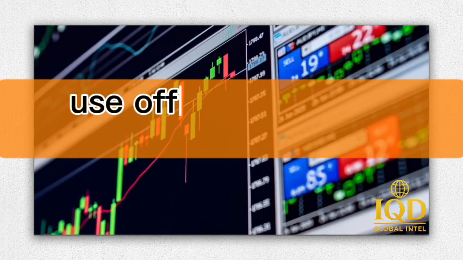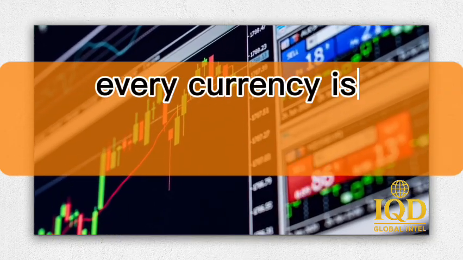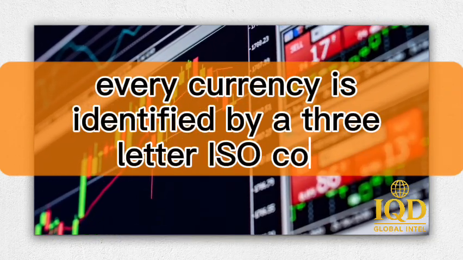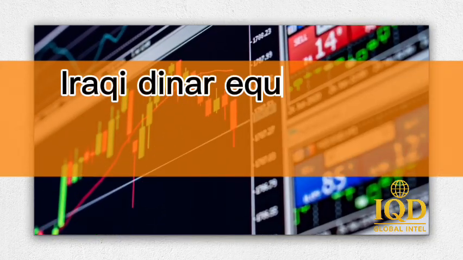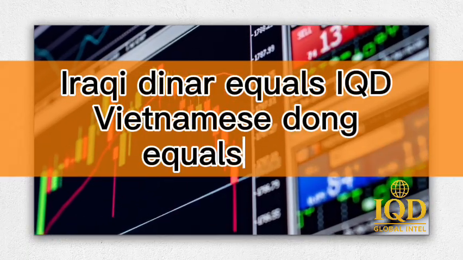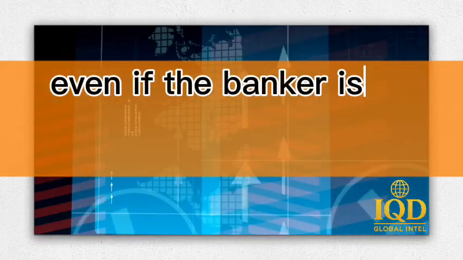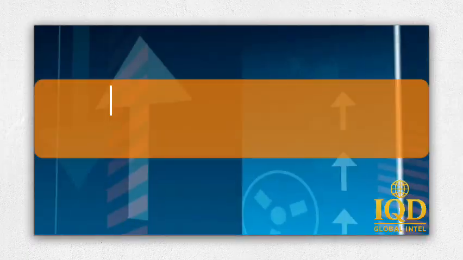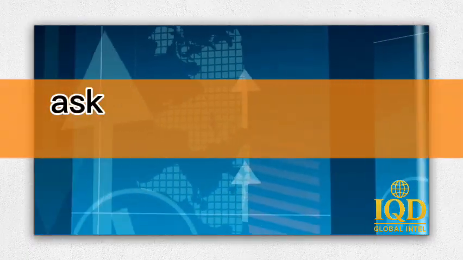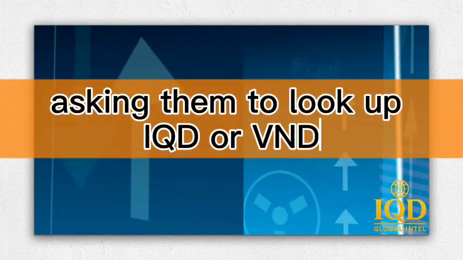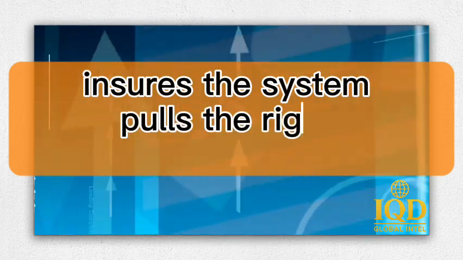3.2. Use official currency codes. Every currency is identified by a 3-letter ISO code. Iraqi dinar equals IQD, Vietnamese Dong equals VND. Even if the banker isn't familiar with the currency name, these codes are universal. Asking them to look up IQD or VND ensures the system pulls the right information.